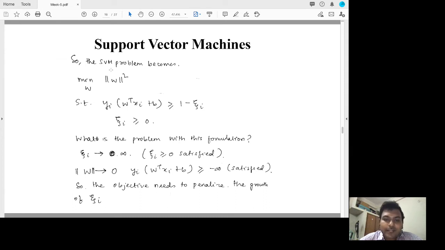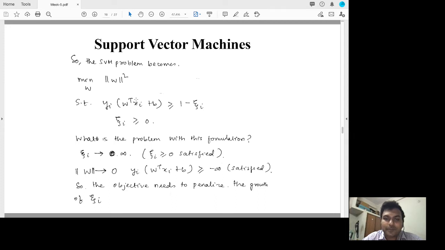So for the support vectors, what are these particular equations? It is greater than or equal to 1, but this xi is there, correct? So you can make xi equal to infinity and still this equation will hold. If the right hand side becomes minus infinity, then whatever you do to the left hand side, it doesn't matter.